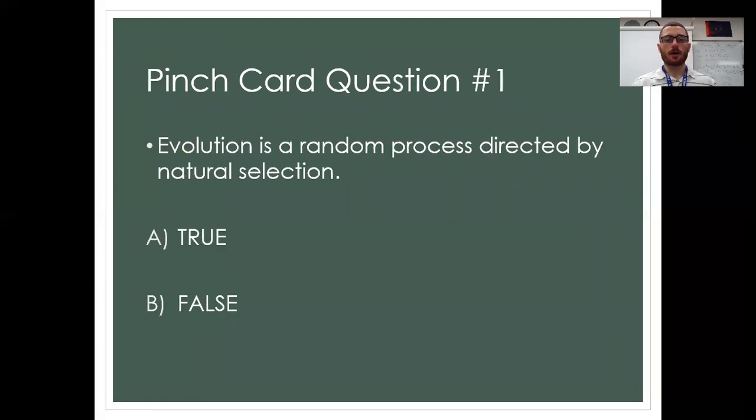Okay. Our first practice question again. I think I showed this the other day. Evolution is a random process directed by natural selection. A, true, or B, false?